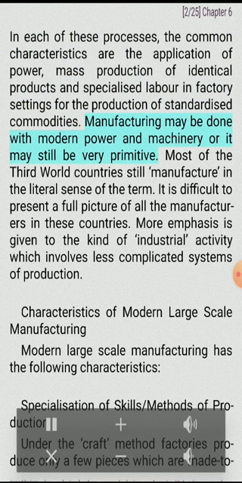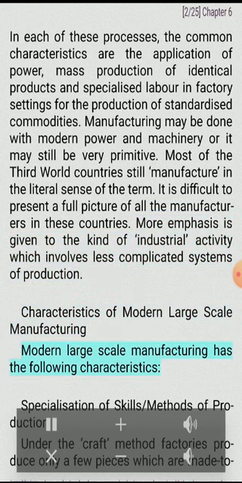Manufacturing may be done with modern power and machinery, or it may still be very primitive. Most of the third world countries still manufacture in the literal sense of the term. It is difficult to present a full picture of all the manufacturers in these countries. More emphasis is given to the kind of industrial activity which involves less complicated systems of production.